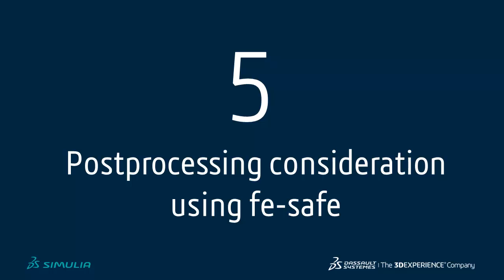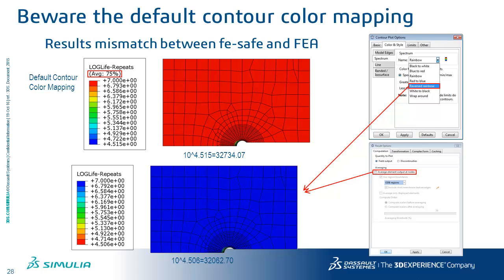Okay, and my last tip is post-processing. Some customer called me and complained that fe-safe gives me 100 repeats as a life in repeats, and when I do the contour plot, I have a different number. Why is that? That is from the averaging scheme of your viewer.